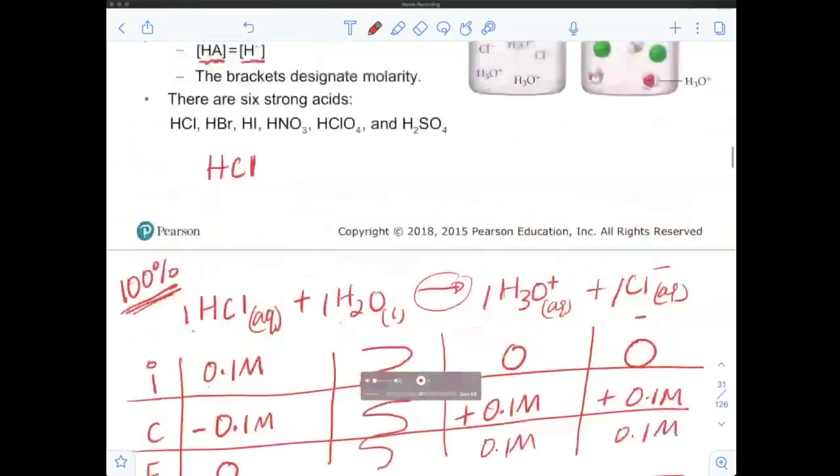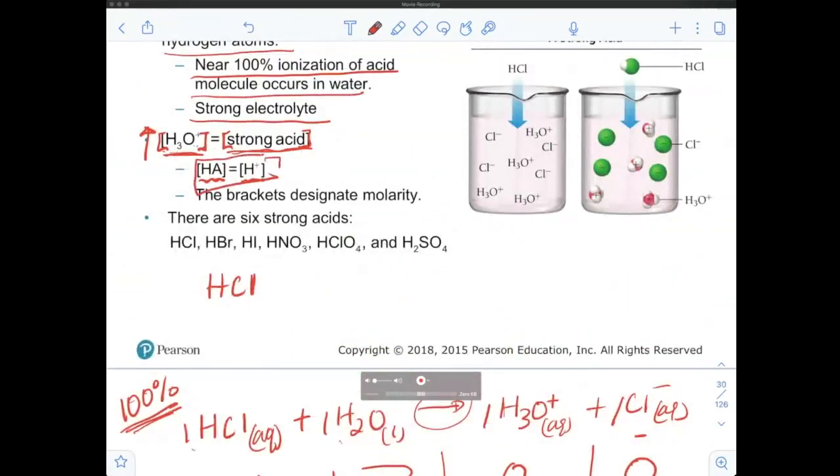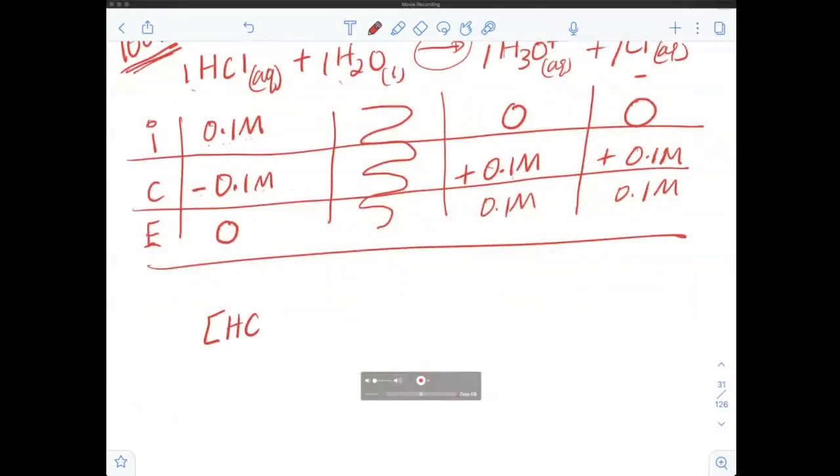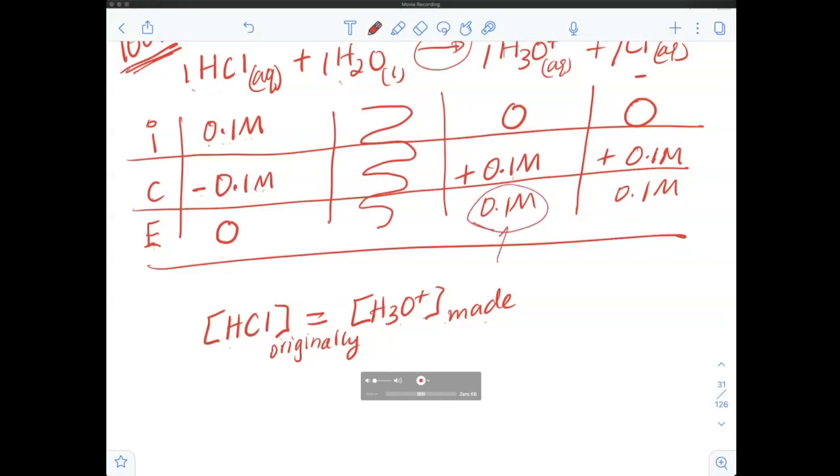Okay? Now, back here they said the acid formula is equal to H+. I want to say, based on this, the original amount we have for the acid HCl concentration is equal to the H3O+ that is actually made. So this amount that we had originally is equal to the amount of H3O+ made. Versus if you have an ice table and you look at what happens at equilibrium, the number down here at equilibrium is so much smaller compared to the original acid, right?